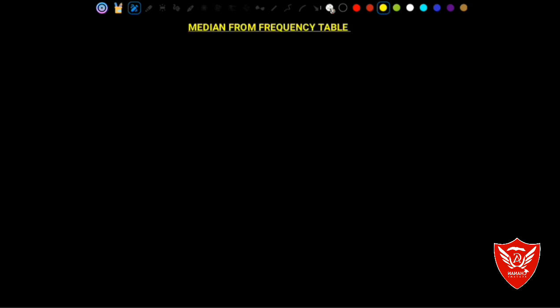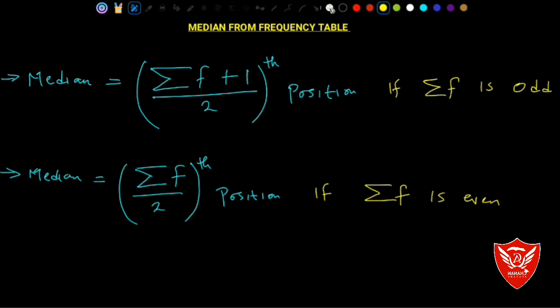Median from frequency table. If you're asked to find the median from a frequency table, there are 2 formulas to solving that. The first one is the summation of the frequency plus 1, divided by 2 position. The value occupying that position in the frequency would be our median if the summation of the frequency is odd. Or if the summation is even, then it is the summation of the frequency divided by 2 position. Now, the value occupying that position is our median. Let's take an example to explain this much better.